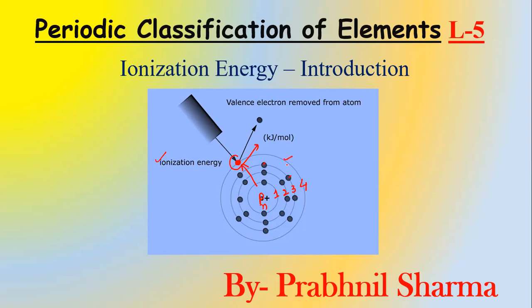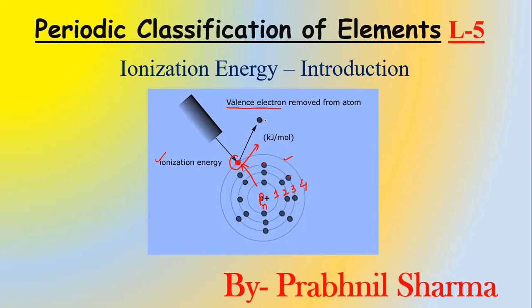Now this outermost shell is also known as the valence shell, and this electron is known as the valence electron. So in other terms, ionization energy is the minimum amount of energy that is required to remove a valence electron from an atom. Got it? Same thing. Instead of using the word outermost, I am using valence. That is the layman's version.